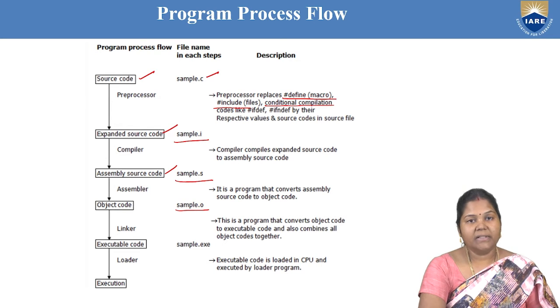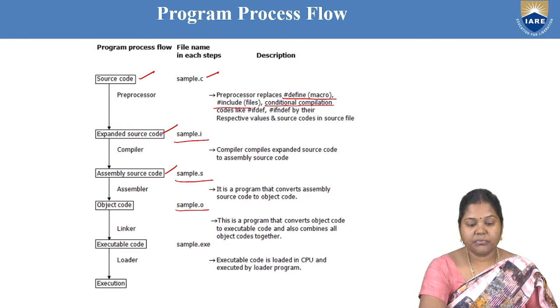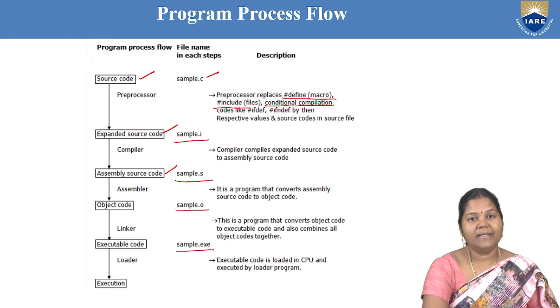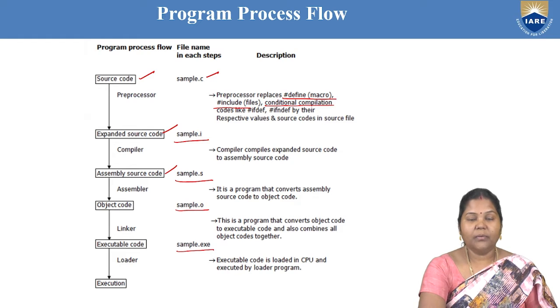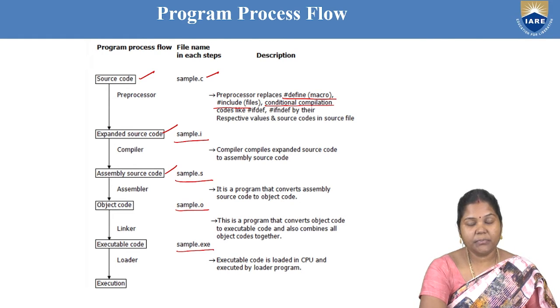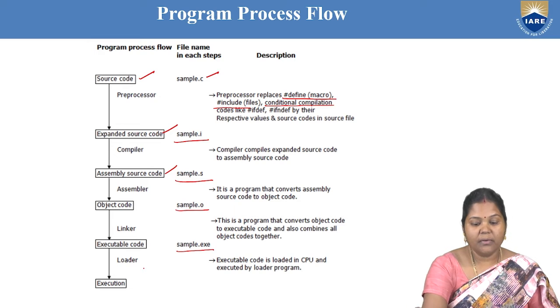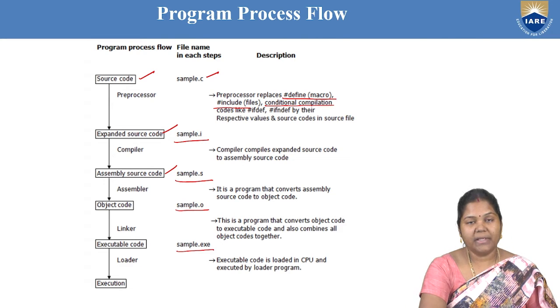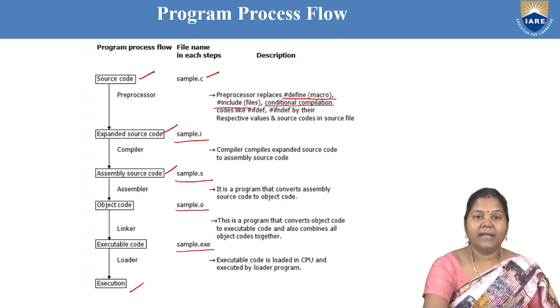After that, the linker is another software which will produce the executable code called sample.exe. The linker will convert the object code into executable code and also combine all the object codes together. Then the loader will load the program into the CPU, and the CPU will execute the program. So now it is ready for execution.